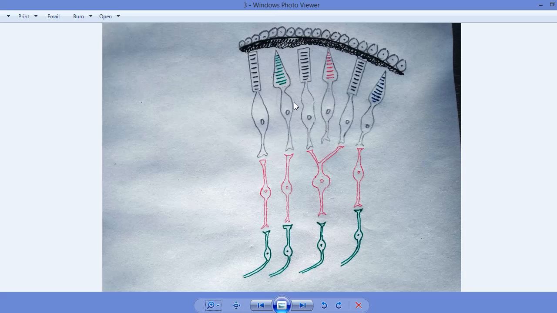The neural layer consists of the first layer, called the photoreceptor layer, which contains rods and cones. The second layer is the bipolar layer, which contains bipolar cells, and the third layer is the ganglion layer, which contains ganglion cells.